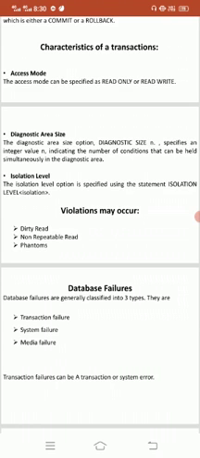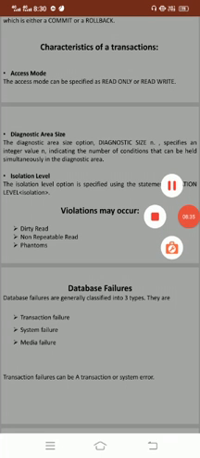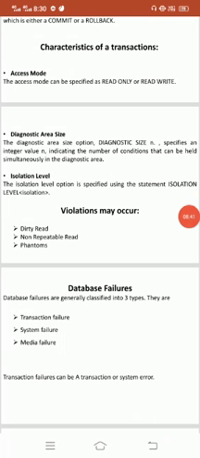If a transaction executes at a lower isolation level than serializable, then one or more of the following three violations may occur.